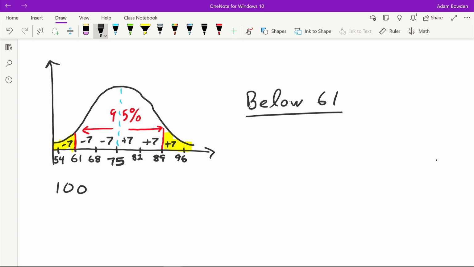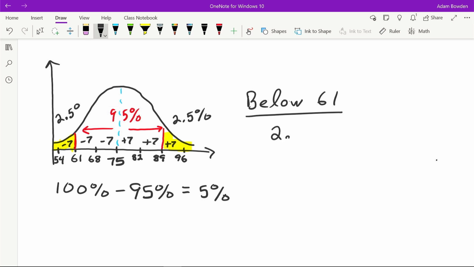Well, if we took 100% and we took 95 away from it, that leaves 5% left over on the outside, left and right sides put together. And if we take half of that, that leaves 2.5% on the left side and 2.5% on the right side. That adds up to 5, and with 95 adds up to 100. So the answer to what percent fall below 61, that would be 2.5%.